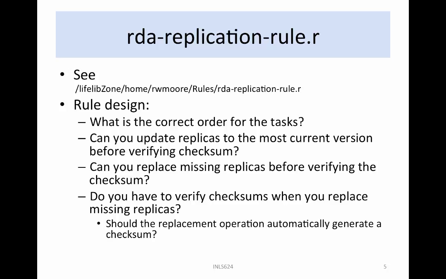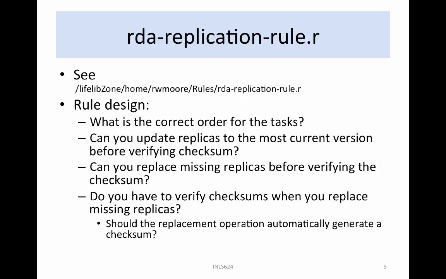The rda-replication-rule.r both uses the number of replicas and verifies the checksum on each file. The rule is available at Zone Home RW Rules rda-replication-rule.r. There are multiple decisions that have to be made when creating a complex rule.